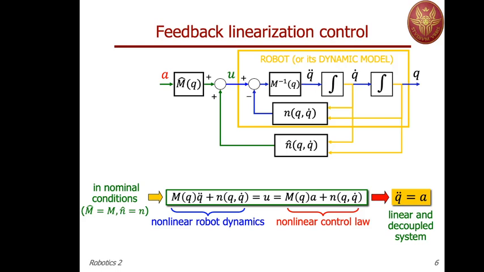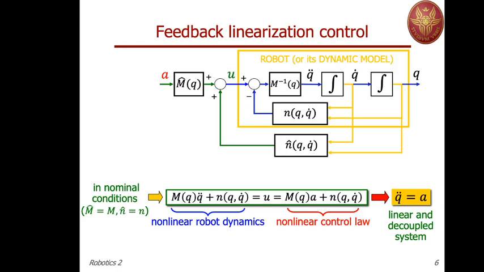And since the inertia matrix is non-singular, the solution of this set of apparently still nonlinear differential equations is the same as the solution of the equivalent fully linear and decoupled differential equation obtained by premultiplying the two sides of this identity by the inverse of the inertia matrix. So we have obtained, in fact, in the closed loop, after this feedback linearization control, a model which is represented by q double dot equal a, where a is a new input that needs to be designed.